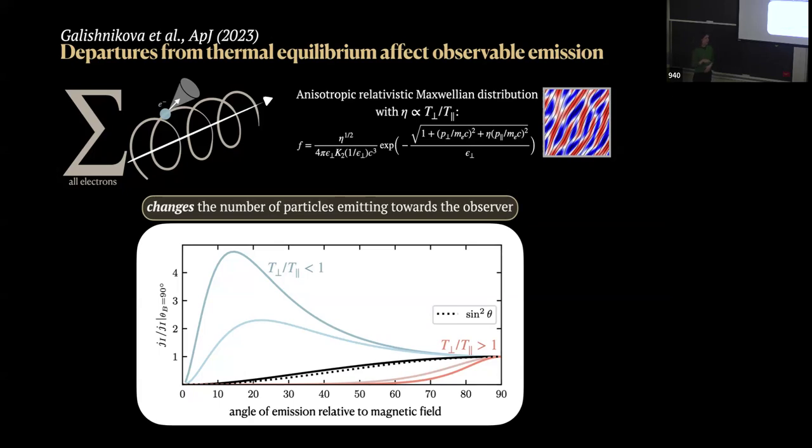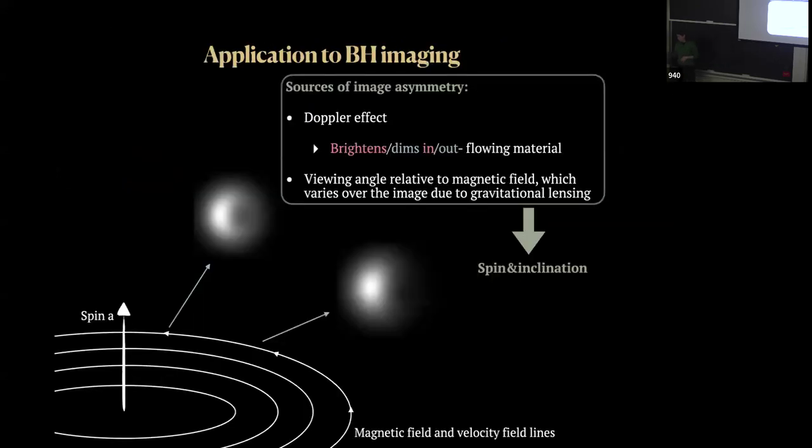But when you have the opposite case, when the parallel temperature is larger, your emission can peak basically at any angle relative to the magnetic field, which is very interesting and very different from the usual synchrotron emission that we think about. And also, if that's something that interests you, I can talk about intrinsically emitted polarization fractions, which also change with these anisotropies. So these are thermal anisotropies in the thermal distribution function of electrons in the disk.